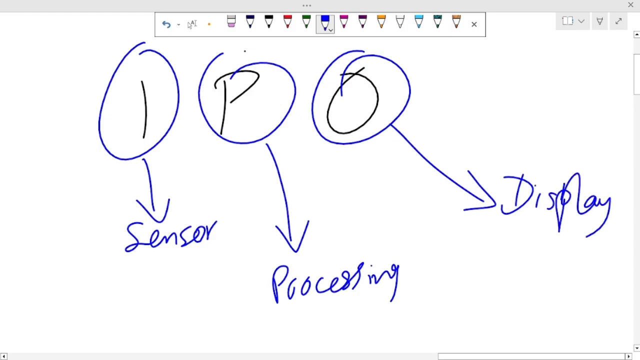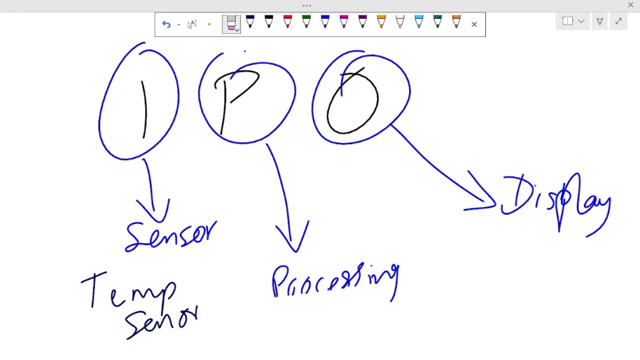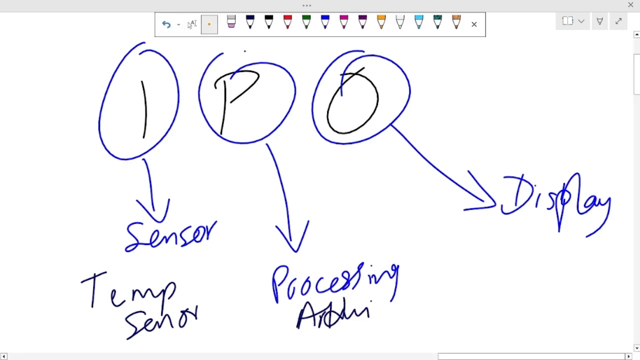So for the input, what do we have? We want to detect temperature, right? So we need a temperature sensor. For the processing unit, we've been told in the question that we are using Arduino. So we are using Arduino as a microcontroller.